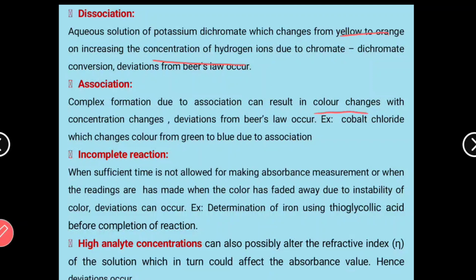Next one is incomplete reaction. When sufficient time is not allowed for making the absorbance measurement, or when the readings are made when the color has faded away or due to instability of the color, deviations can occur. So when we are doing the experiment, we should allow time for color development. For example, you can see here the determination of iron using thioglycolic acid before completion of reaction. If you observe this sample before completion of reaction, you will observe deviations from Beer's law.